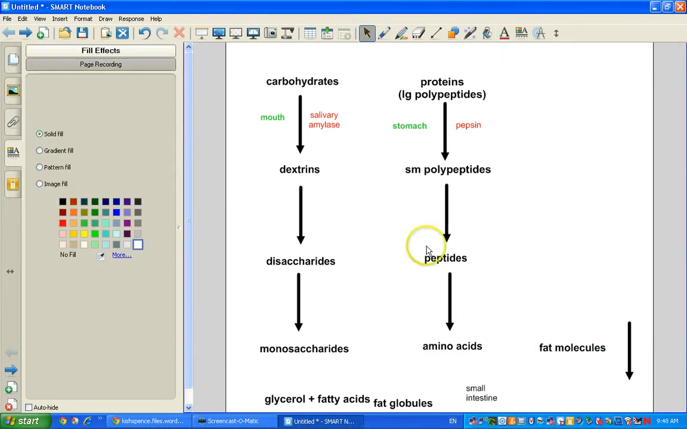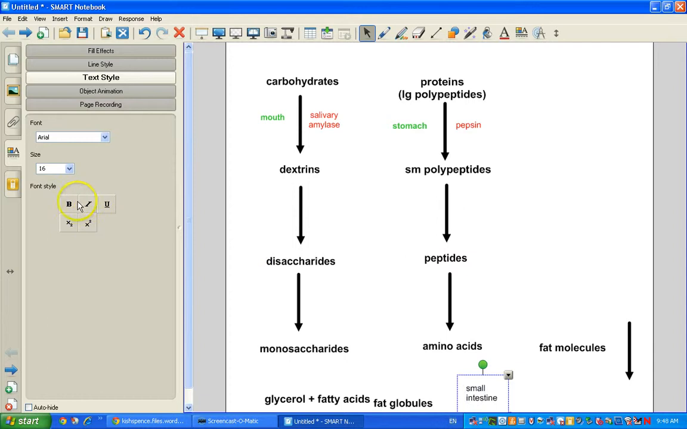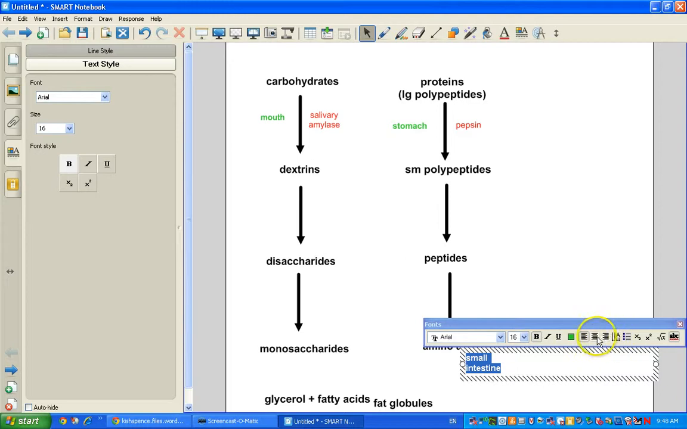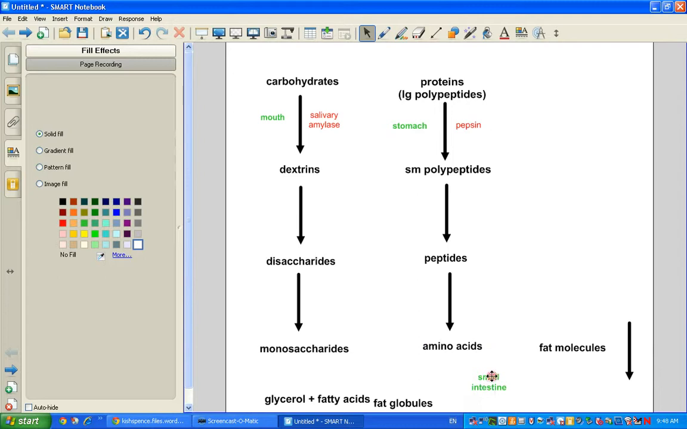Oh, sorry. Don't let me change much there for some reason. I'll make it green and center it. There. Okay. So, this must happen in the small intestine, and this must happen in the small intestine. And the enzymes that might do this may come from the pancreas, or they may come from the intestine itself. But the action takes place in the small intestine. Okay?